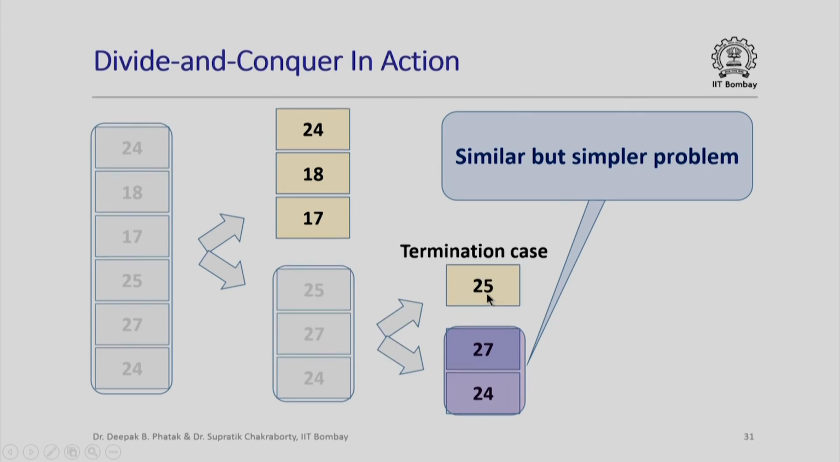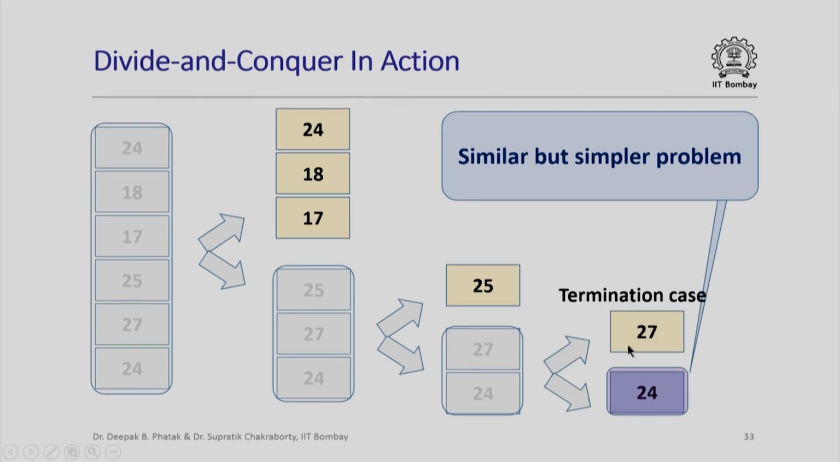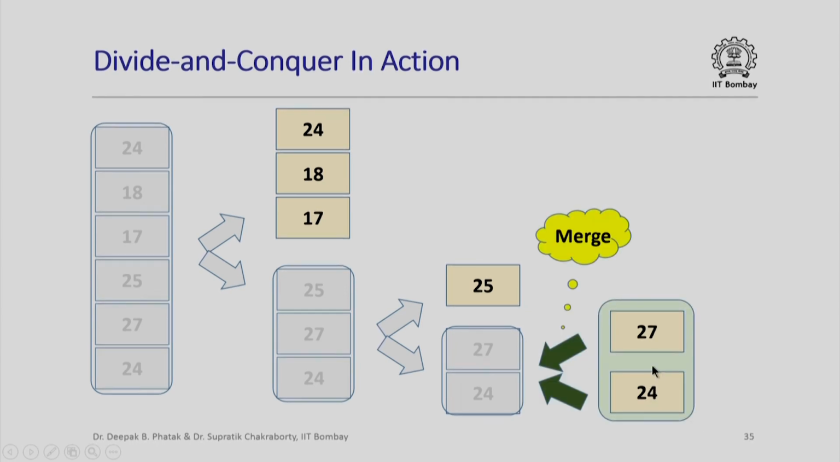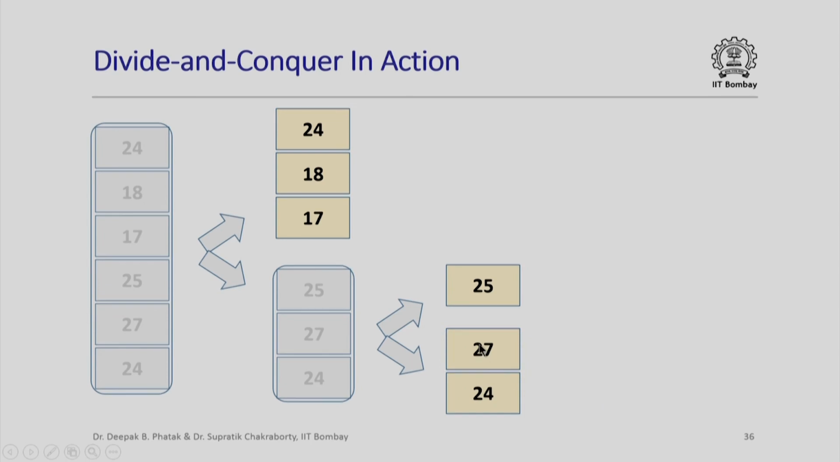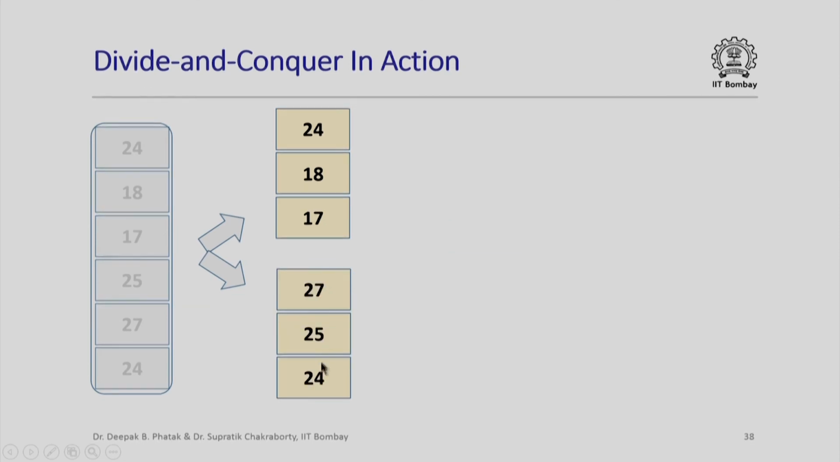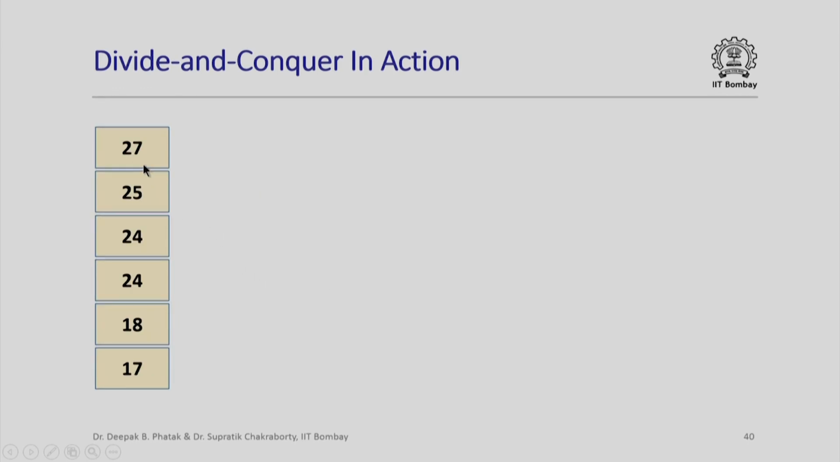size 1. So I hit the termination case, the array is already sorted. For the other part I have to divide it further into two arrays each of size 1, but then because this array is of size 1 I have hit the termination case, the other array is also of size 1, I have hit the termination case. So now I have these two sorted subarrays, I can merge them together to get this merged sorted subarray. Here is the other merged sorted subarray, I can now merge them further to get this merged sorted subarray, and finally I have to merge these two sorted subarrays to finally get the overall sorted and merged array.